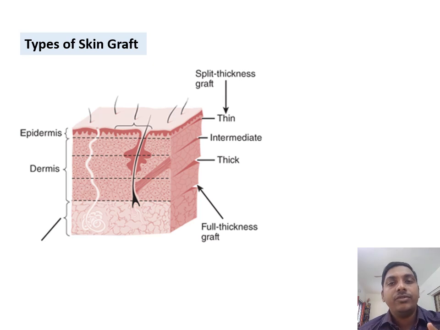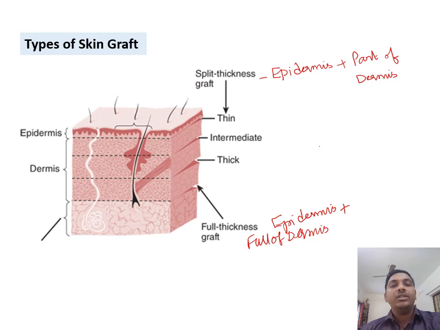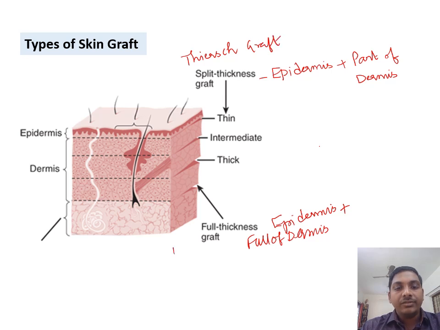So what are the types of skin graft? There are two types. One is the split thickness skin graft and the other is the full thickness skin graft. The split thickness skin graft is where you remove the epidermis fully along with a part of the dermis. In a full thickness skin graft, you remove both the epidermis and the full dermis. There are special names for these grafts: a split thickness skin graft is called a Thiersch graft and a full thickness graft is called a Wolfe graft.